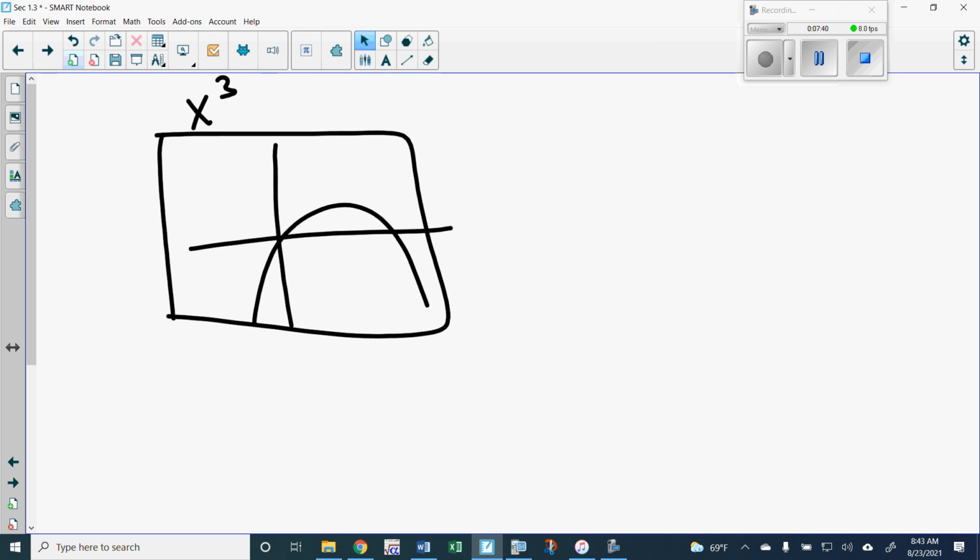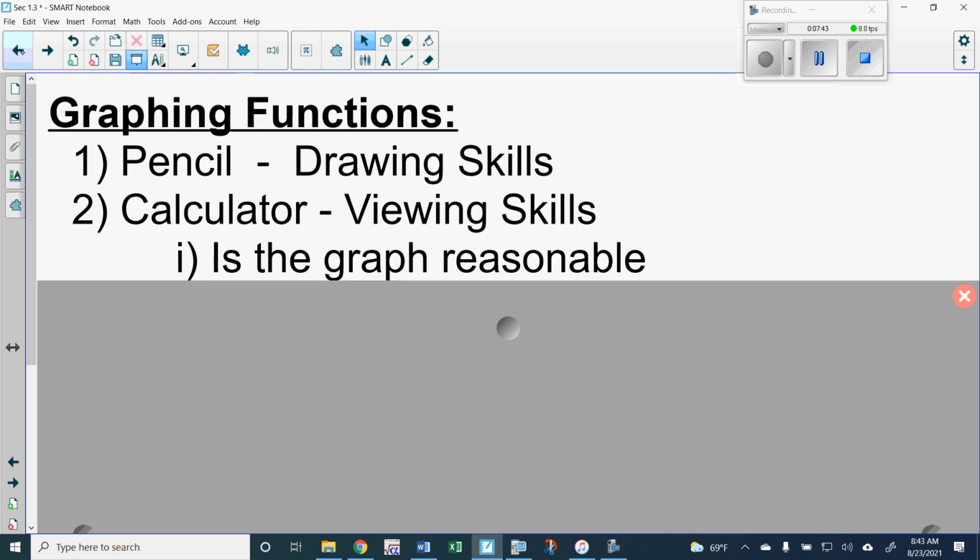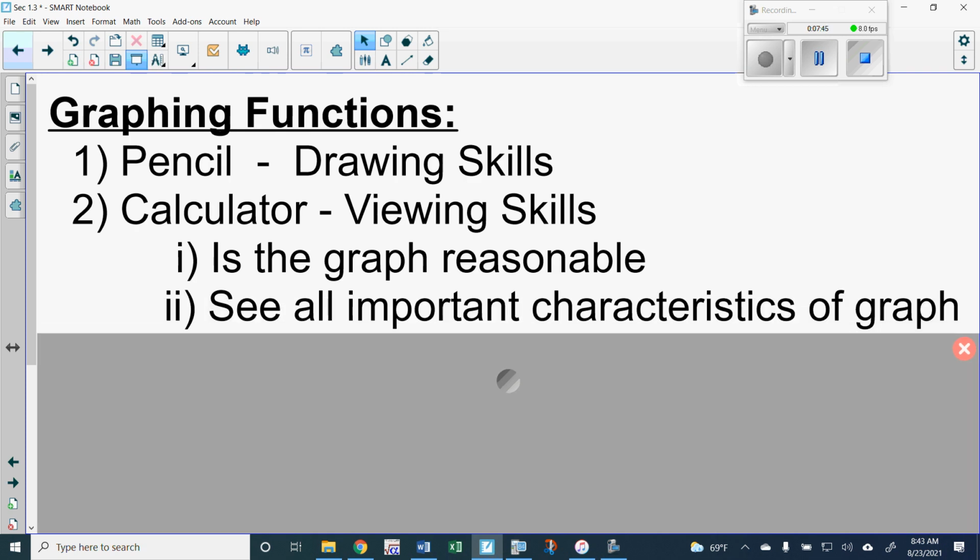Can you see all the important characteristics? When I talk about important characteristics, we're usually thinking peaks and valleys and intercepts. Those are those important things.